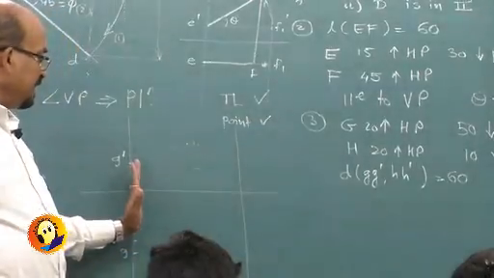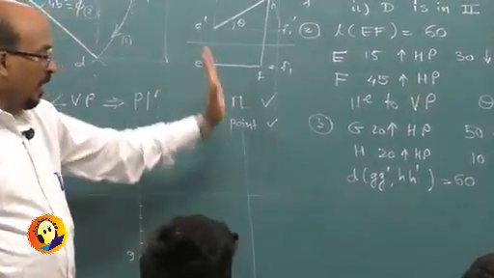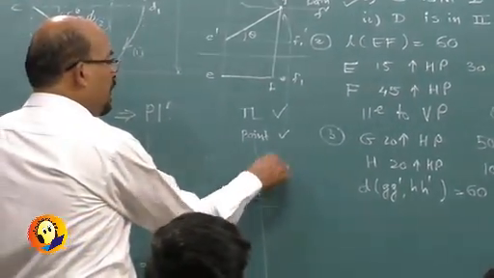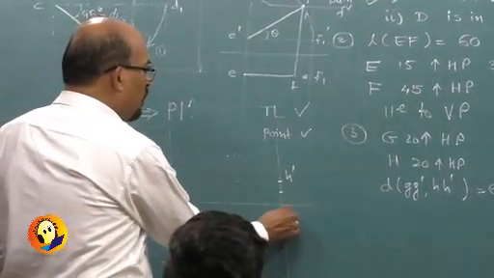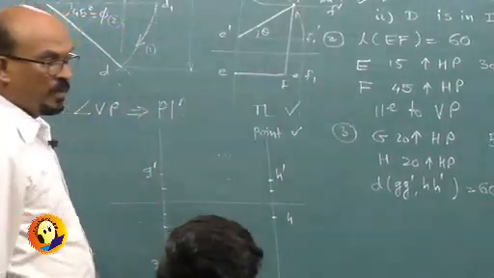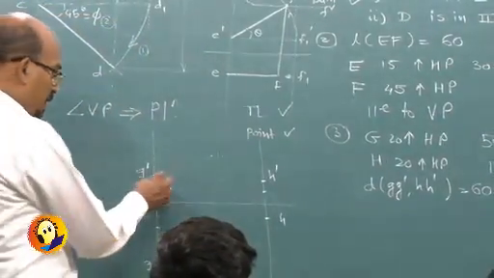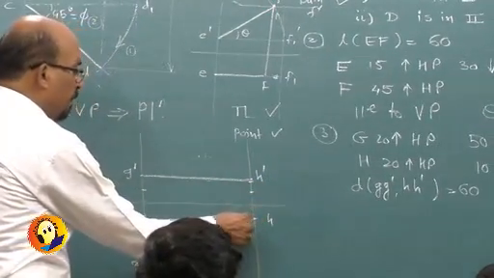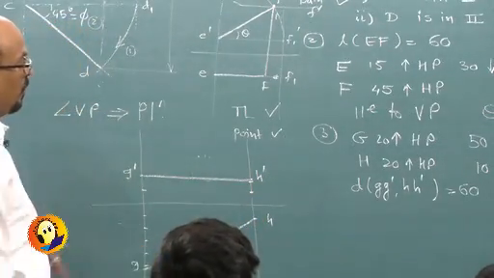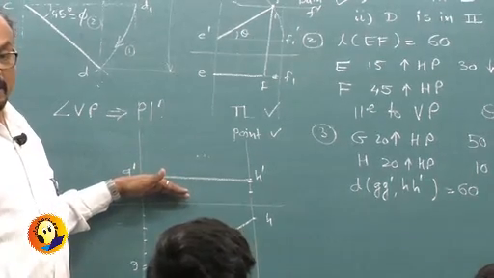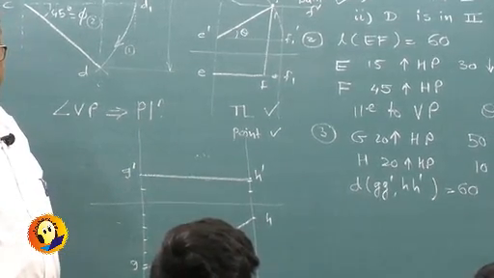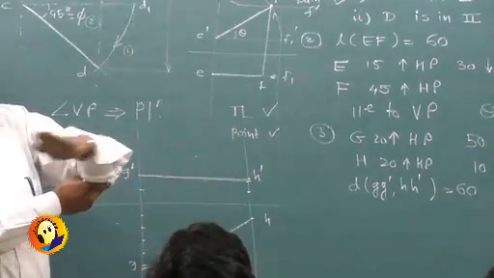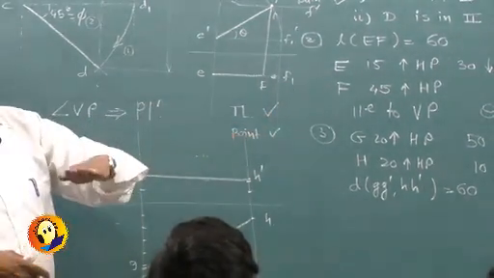So G, G dash I have drawn. So draw a line at 60. On that, take 20 above. So this will be H dash. And 10 in front of H. So you are given the projections directly. Now, elevation is parallel to XY. So how would the line be? Elevation parallel to XY, line is parallel to HP and inclined to VP.